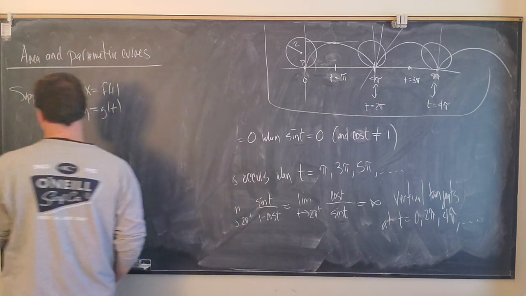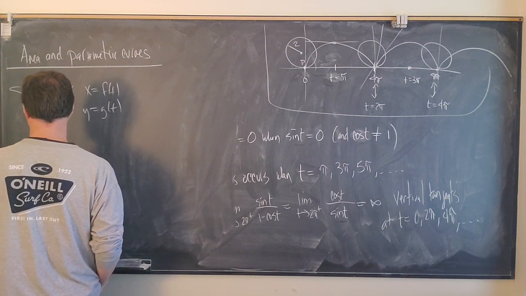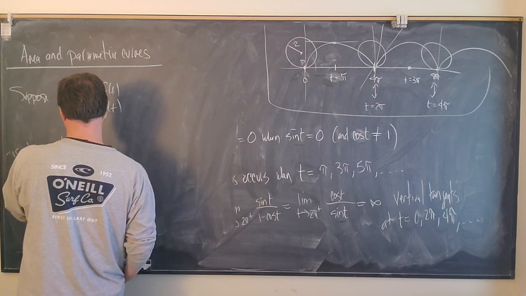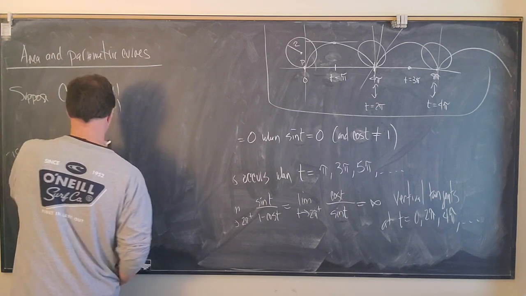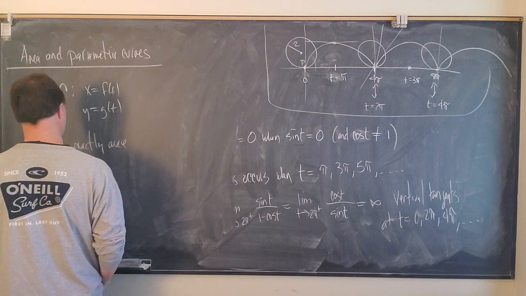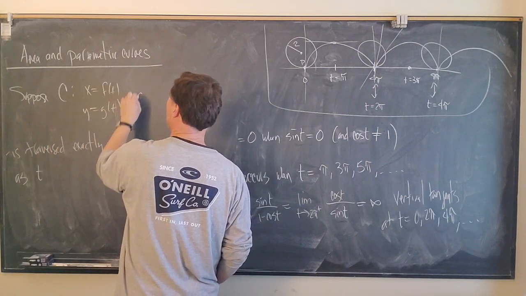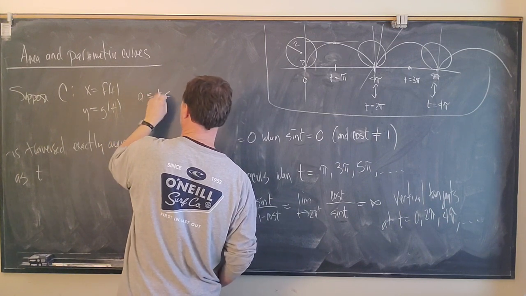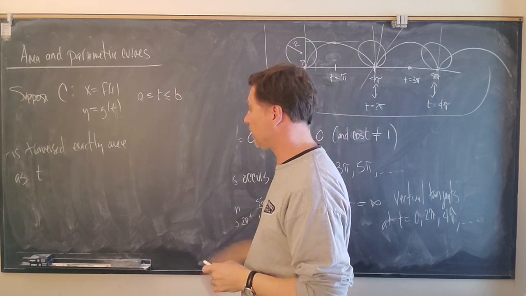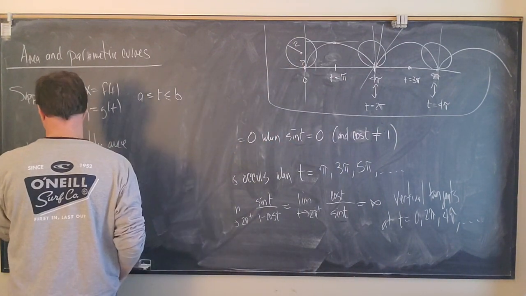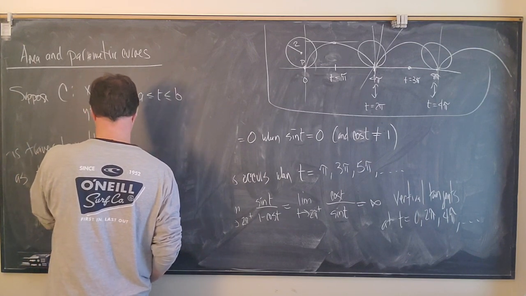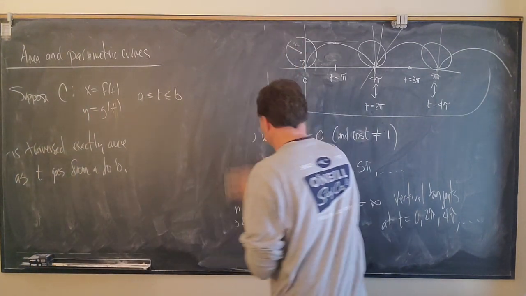So suppose this curve is traversed exactly one time, so exactly once, as t. Oh, sorry, I need to have bounds here. All right, so in this case, I want to consider over the interval from a to b. So as t goes from a to b.